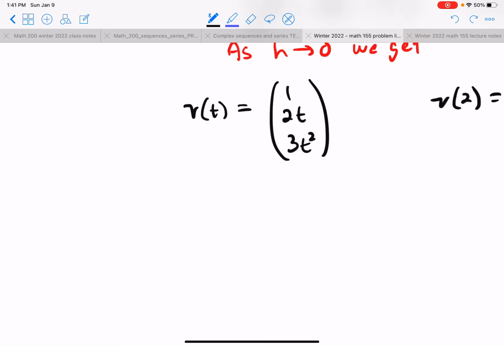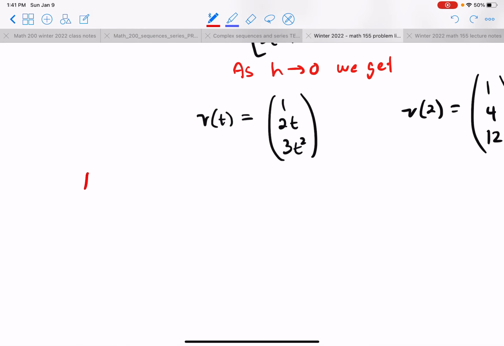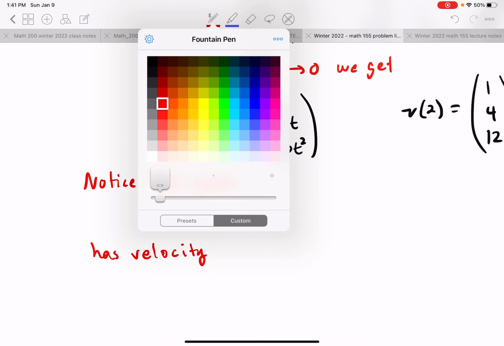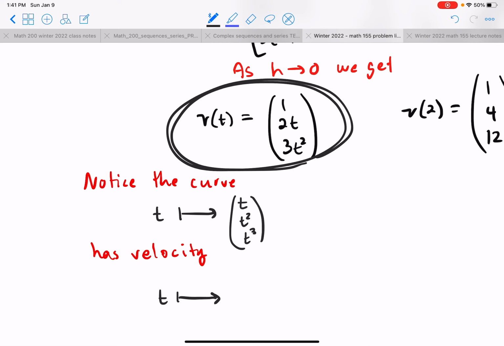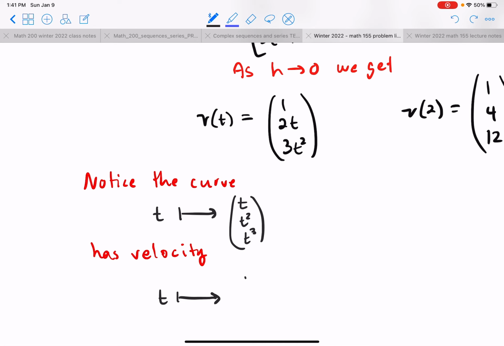So, I'm just going to wrap up. Notice the curve has velocity. Okay, so the curve, and now I'll put formulas. What was our curve? T goes to t, t squared, t to the third. And it has the velocity, a new function of t. At every moment, every time, there's a velocity vector. And what is it? Well, its formula is 1, 2t, 3t squared.